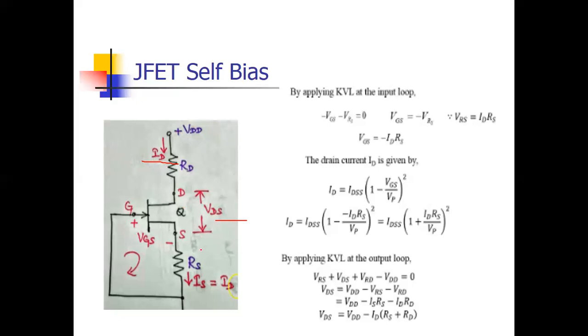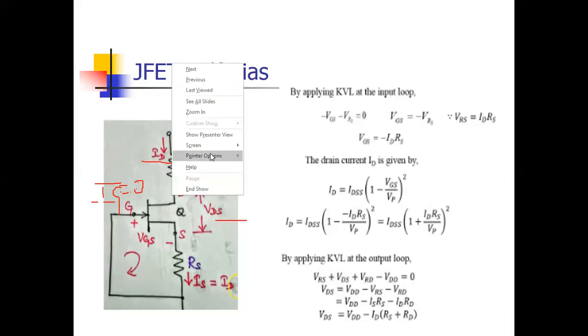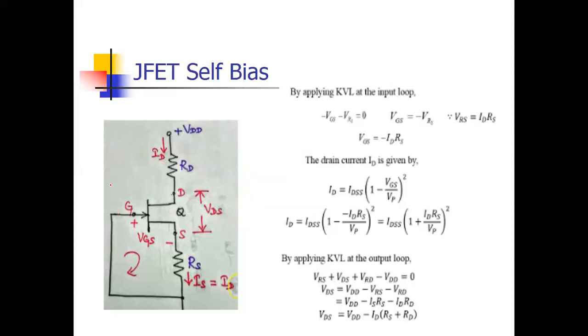As in the case of BJT, we applied KVL on the left side and KVL on the right side. The same we will do here, but remember the main thing: in JFET, the gate current is always 0. I have already explained the concept of JFET in the previous lecture. In BJT, there is some base current, but in FET, the gate current is totally 0. Means whatever the drain current is equals the source current. So ID equals IS.